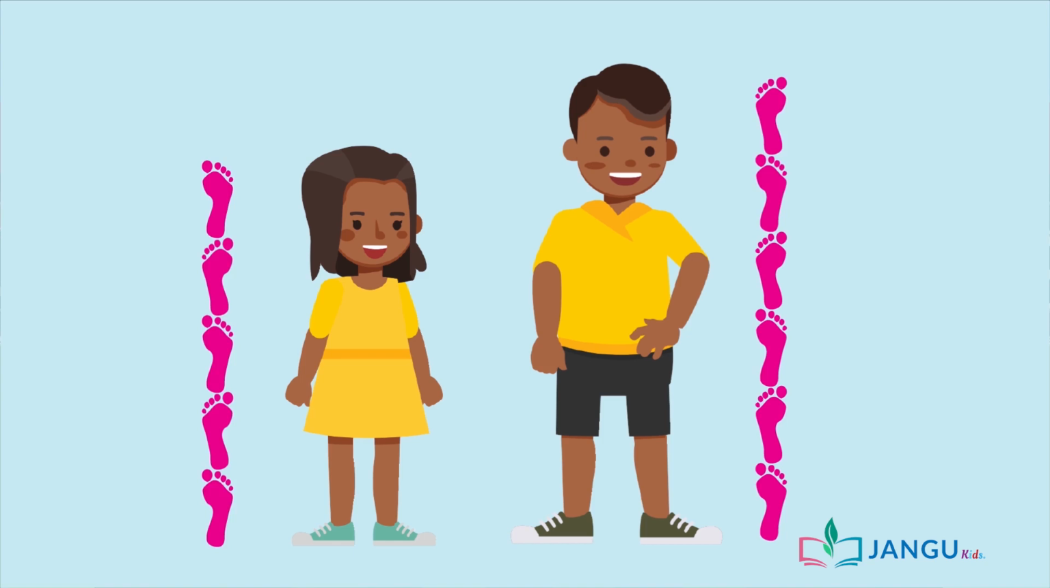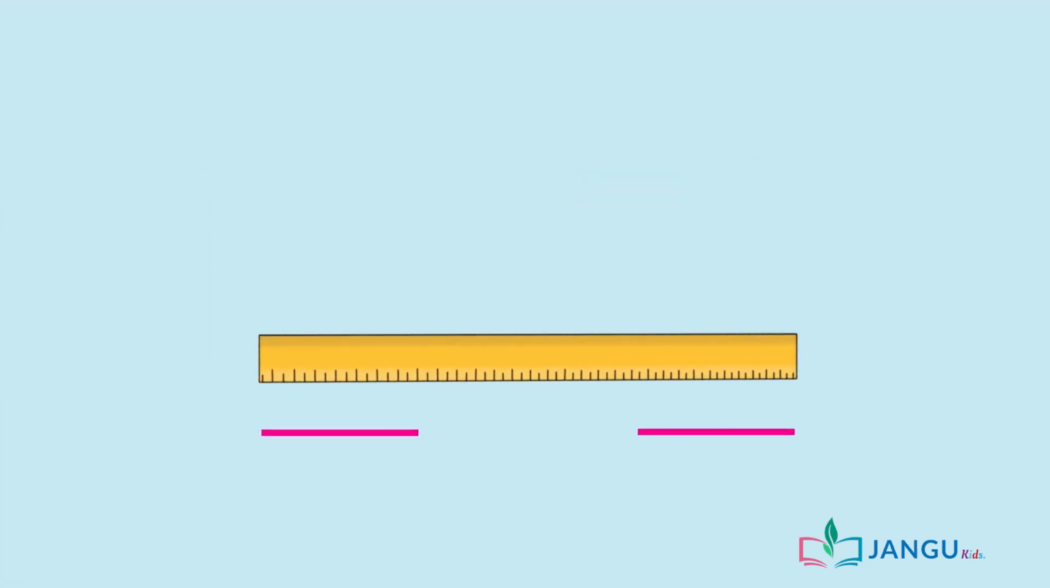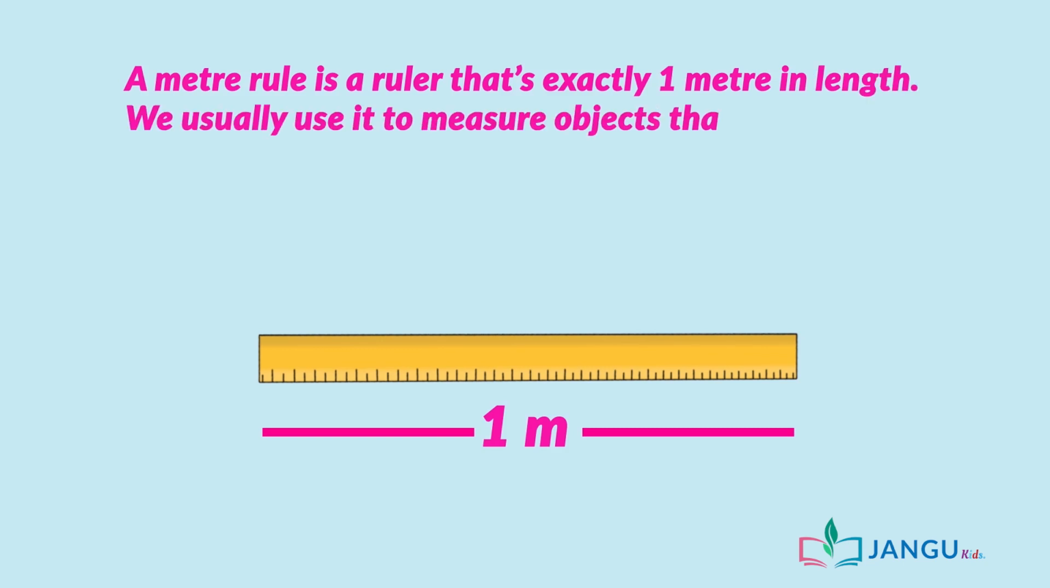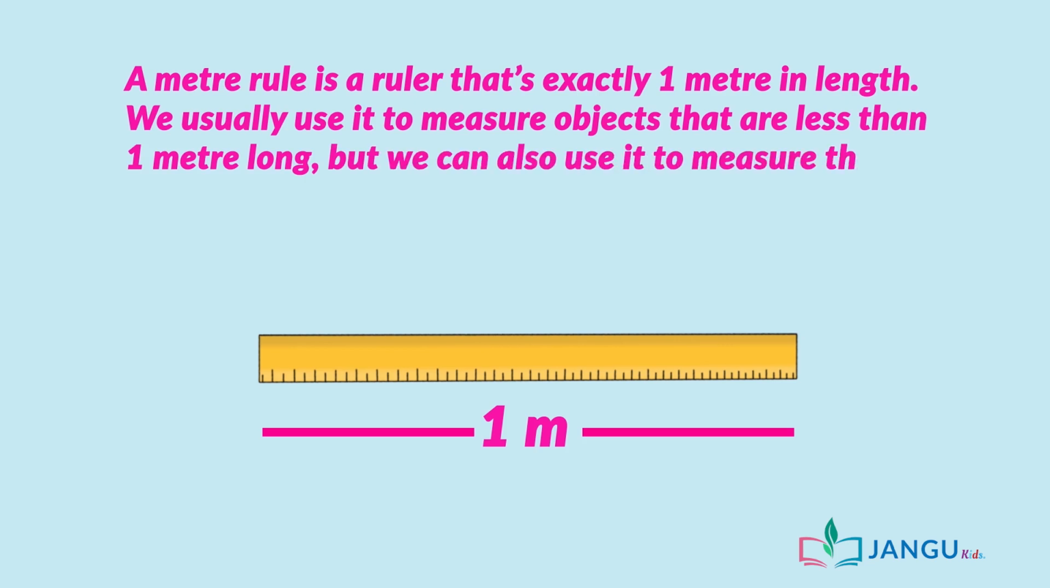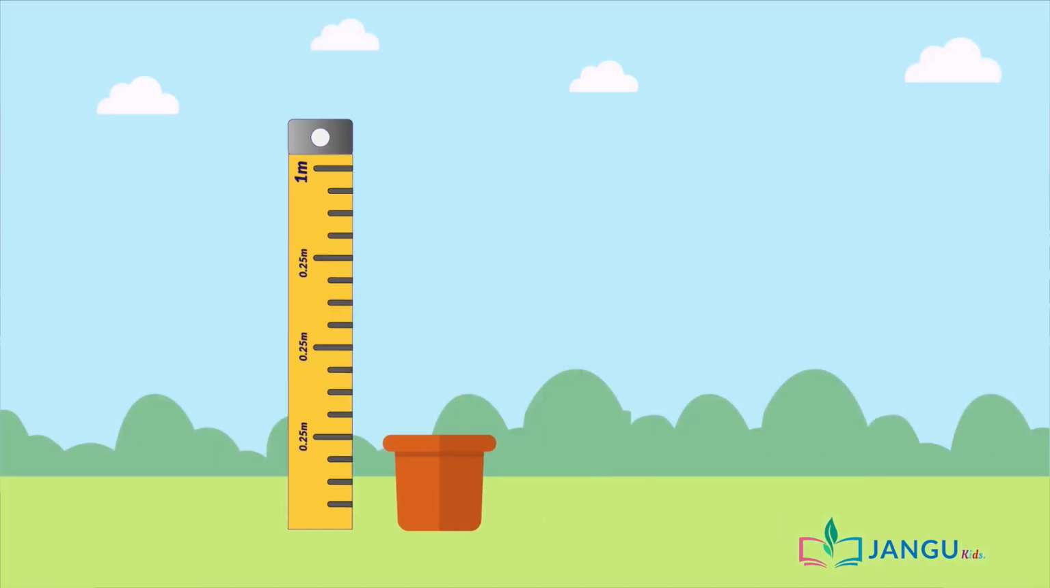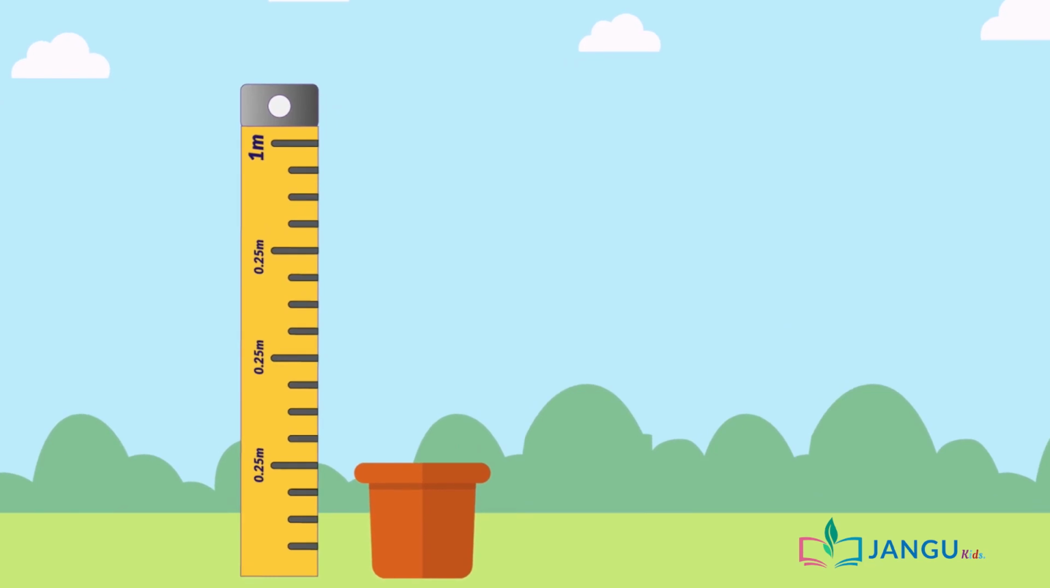Other than a measuring tape and feet, we can also use a meter rule to measure things. A meter rule is a ruler that's exactly 1 meter in length. We usually use it to measure objects that are less than 1 meter long, but we can also use it to measure things longer than a meter. For example, this flower vase is less than a meter in length. In fact, the height of this vase is 0.25 meters.